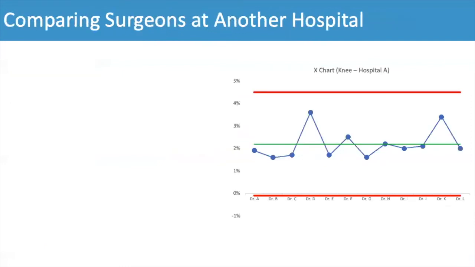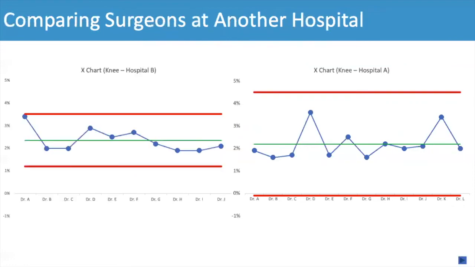Now we can compare, on the right, here's a chart for Hospital A. Hospital B in the Dallas-Fort Worth area has roughly the same average complication rate. And we look at their doctors going A through J. We've got one doctor who is kind of a near signal. There's less variation from doctor to doctor.